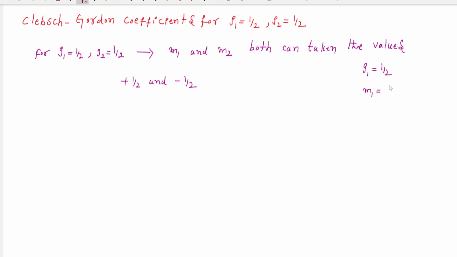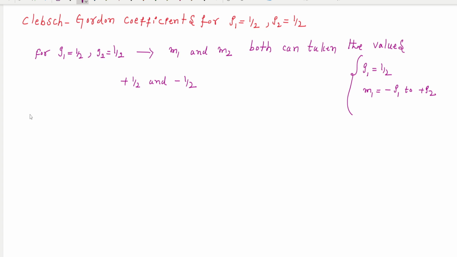So m1 value can vary from minus j to plus j, right? The quantization rules. So therefore, in case J1 is equal to 1 by 2, M1 value is plus 1 by 2, minus 1 by 2, and J2 is equal to 1 divided by 2, we get the same, that is 1 divided by 2, minus 1 divided by 2. So eventually we got the four functions of this type.